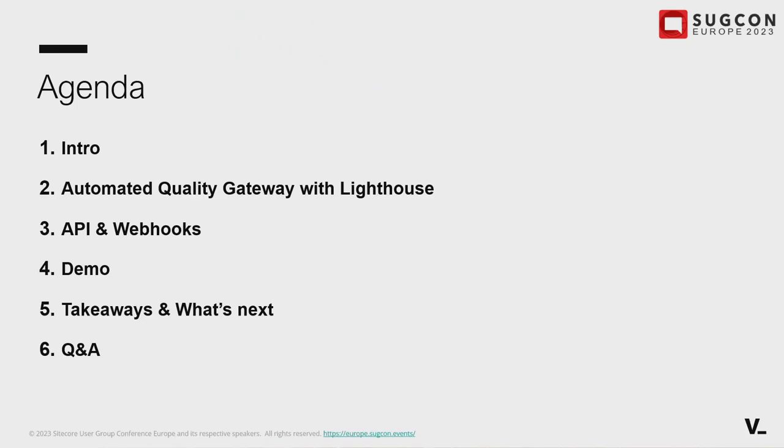Thanks, Ram. So today's agenda is going to be simple. We'll start with the intro, talking about XM Cloud and a bit about the APIs. Then we'll focus on the automated quality gateway with Lighthouse, an integration app that we have created, which leverages both the XM Cloud API and the webhooks. It's going to be a demo that we'll show later on. We'll do a little deep dive into the APIs and webhooks, understanding how they work and how we can leverage them. The next topic is the interesting part, the demo. We'll have 10 or 15 minutes to show how the integration app works. Finally, we'll talk about the takeaways and what's planned next, and we'll have 10 minutes for Q&A.